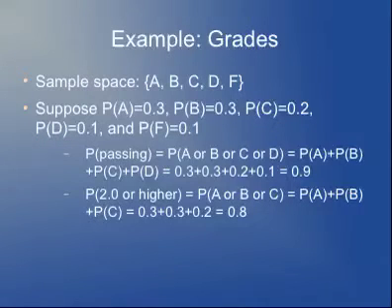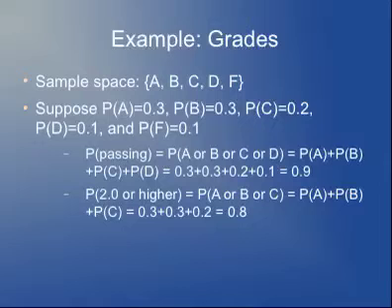So a simple example of this is letter grades once again. Since you can only get 1 grade in a class, that implies that these events are disjoint. So we'll say the curve in the class is such that there are 30% A's, 30% B's, 20% C's, and 10% D's and F's respectively.